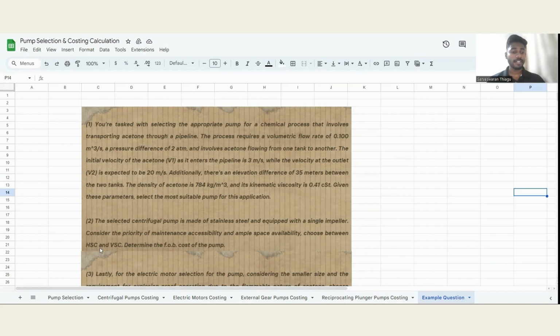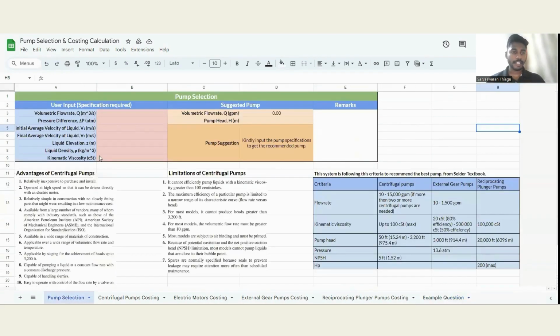So to solve this question, we head on over to the Pump Selection tab and input the parameters that were given in the question. And from these parameters, the tool has suggested that we choose the centrifugal pump.